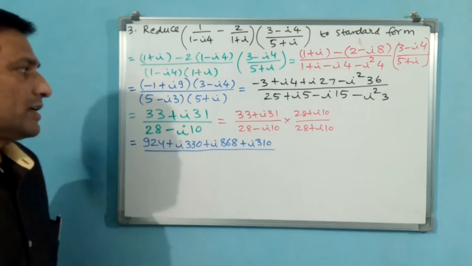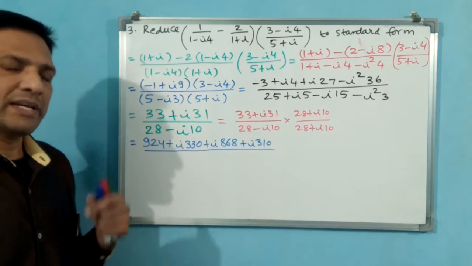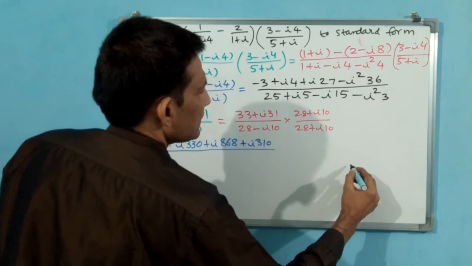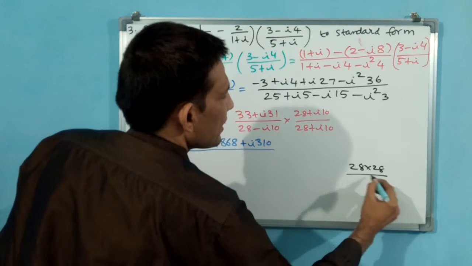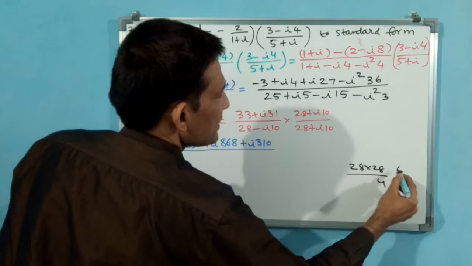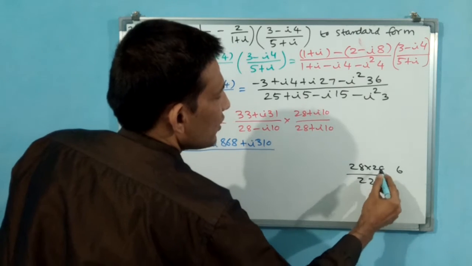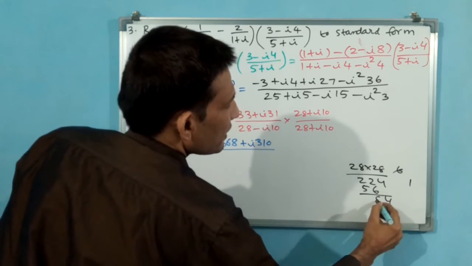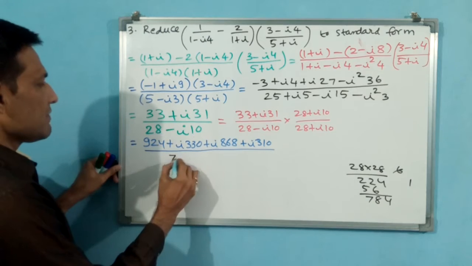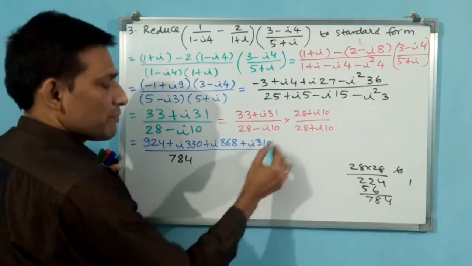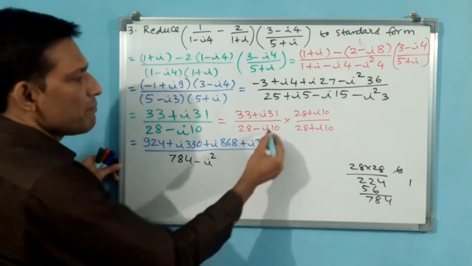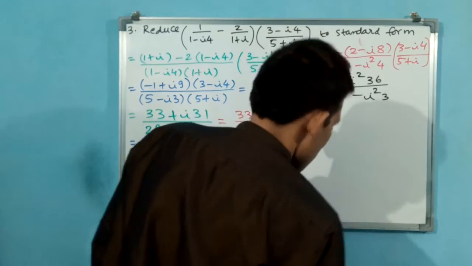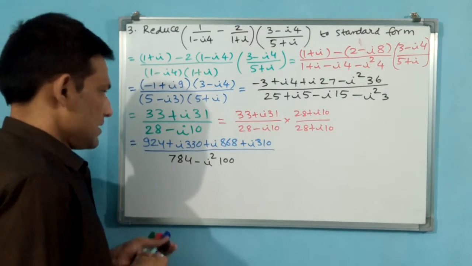You see, we have done rationalization for simplification, like a square minus b square. Now here, a square, 28 square. Shall I write directly? 28 square. 8 8s are 64. 8 2s are 16 plus 6, 22. 2 8s are 16. 2 2s are 4 plus 1, 5. 784. Minus b square, minus I square, b square 100, 10 square. Okay, this will be your denominator.